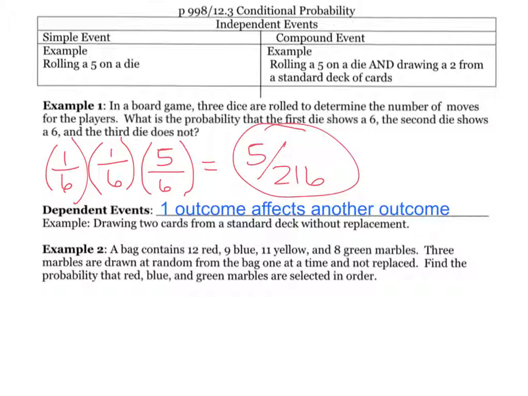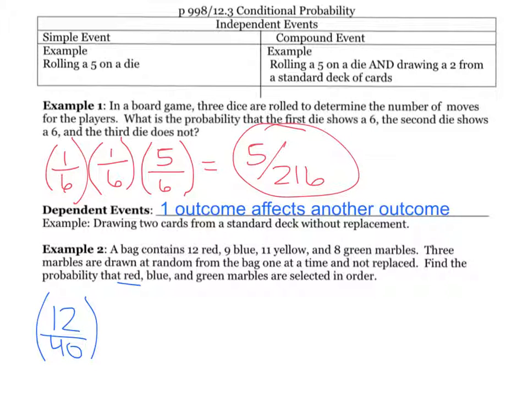In example 2, it says a bag contains 12 red, 9 blue, 11 yellow, and 8 green marbles. 3 marbles are drawn at random from the bag one at a time and not replaced. Find the probability that red, blue, and green marbles are selected in order. So first let's think about how many total marbles there are. If we add all of the marbles together, there's going to be a total of 40 marbles. For the first one, it says that red is drawn, and there's 12 red. So the probability of that happening is 12 over 40.